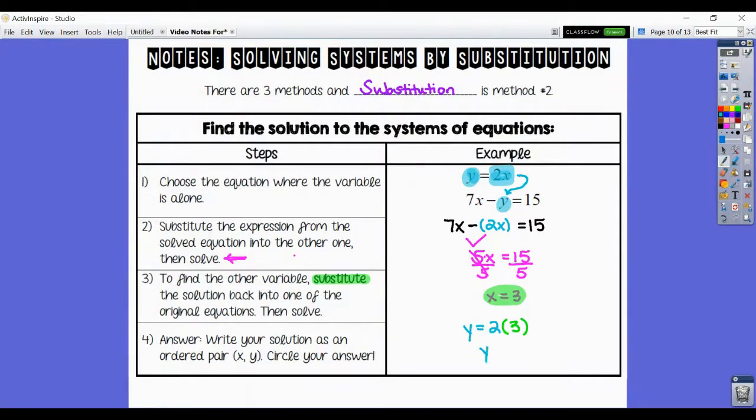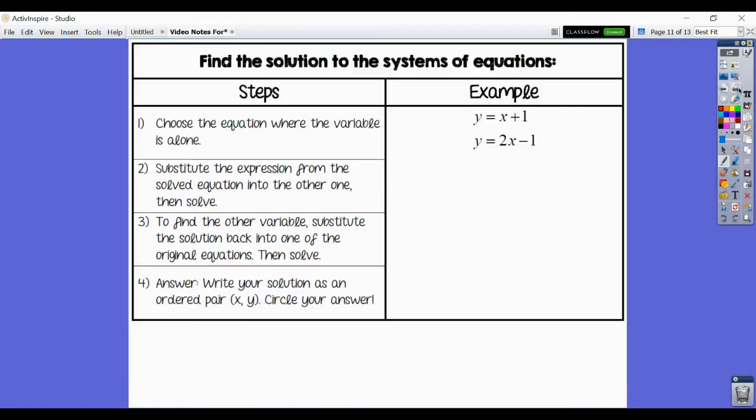2 times 3 gets us 6 in the end. Write your solution as an ordered pair unless you have a special case, but in this case, since it's an ordered pair answer, we have an x value of 3 and a y value of 6. Remember, x comes before y when we write these in a point, and make sure you know your answer here.